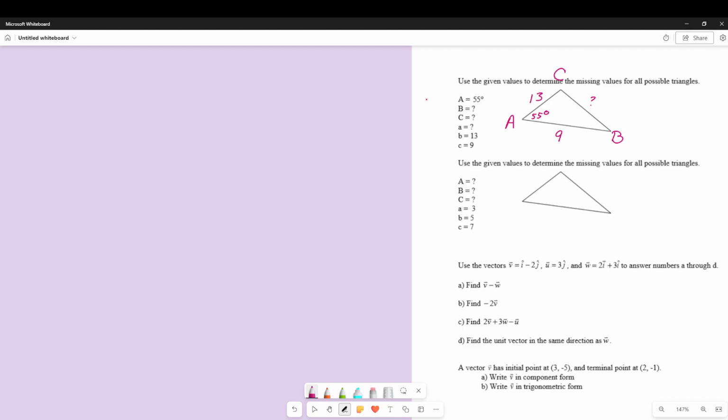We have essentially our law of cosines set up. Our law of cosines says, and again this will be on your formula sheet, that a squared equals b squared plus c squared minus 2bc times the cosine of the angle opposite the a squared. That's why this tool is nice for building opposite pairs. So a squared equals 13 squared plus 9 squared minus 2 times 13 times 9 times the cosine of 55 degrees.